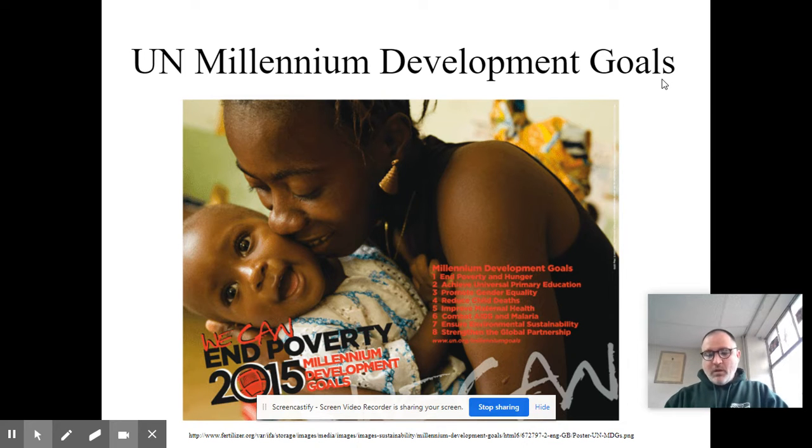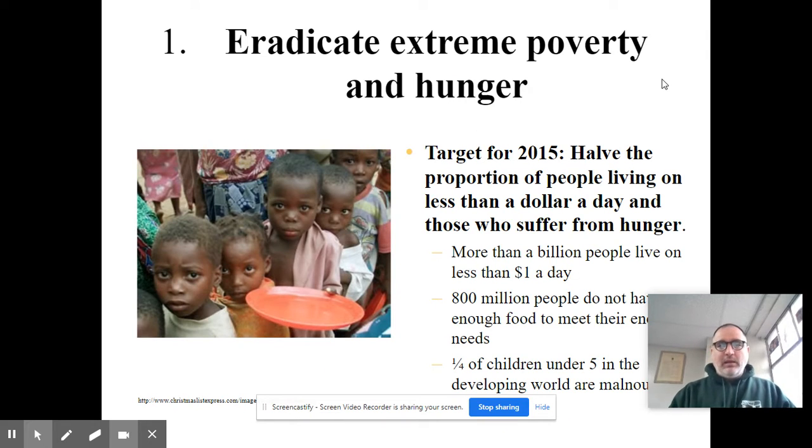So let's talk then about eradicating extreme poverty and hunger. So by 2015, the goal is to cut in half the proportion of people living on less than $1 a day and those who suffer from hunger. So more than 1 billion people live on less than $1 a day. 800 million people do not have enough food to meet their energy demands, and 1/4 of all children under the age of 5 in the developing world are malnourished.